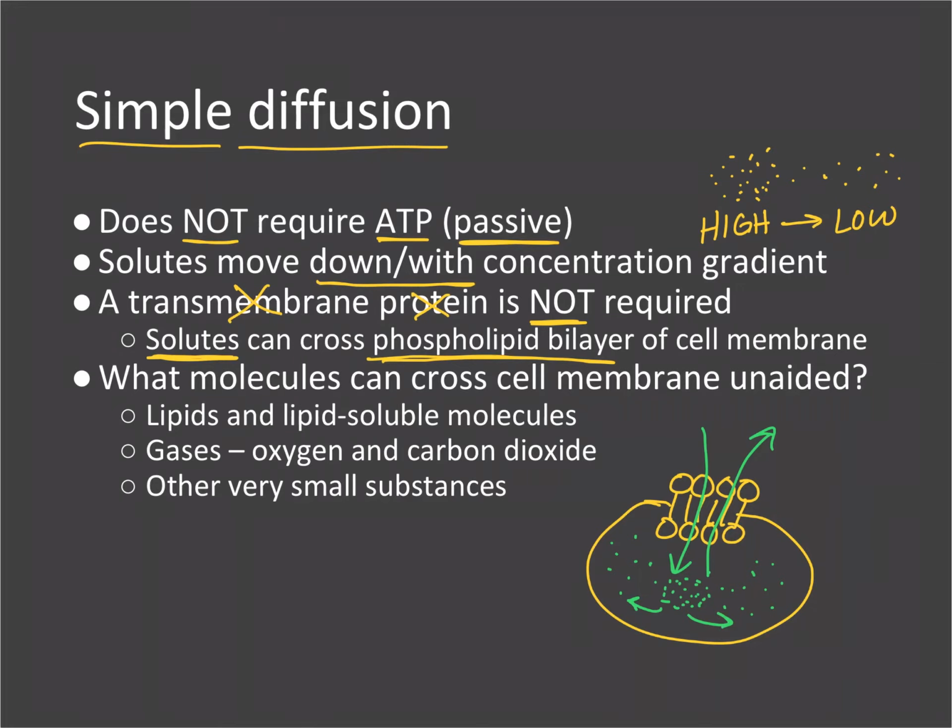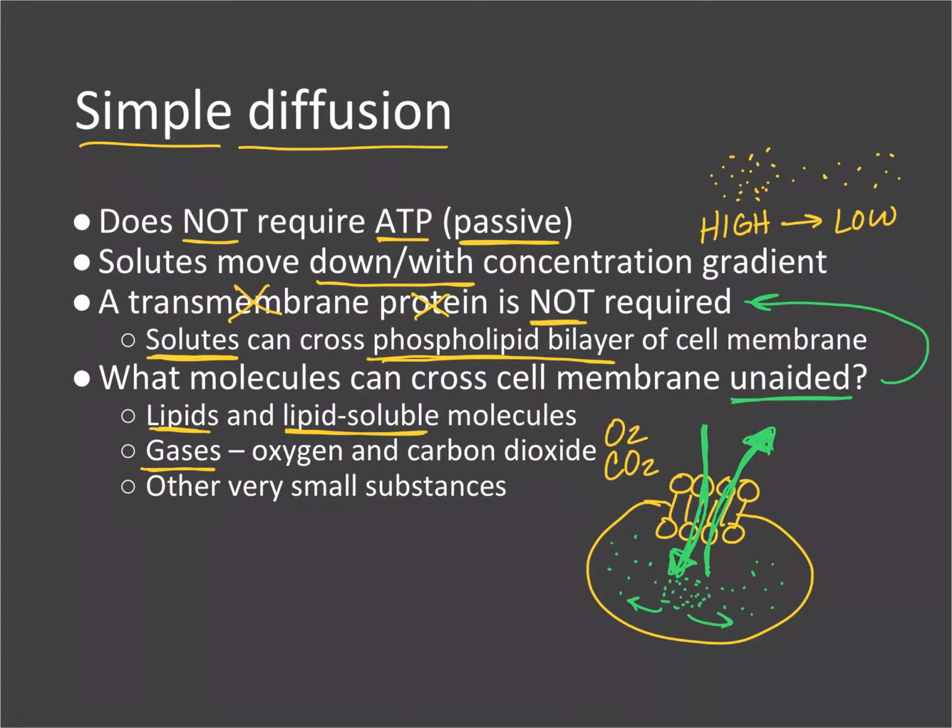So remember that things that are lipids or lipid soluble are going to be able to cross the cell membrane without any help. Also our gases, so things like oxygen, and remember oxygen is O2 and carbon dioxide is CO2, and those can go right across the cell membrane without any help. And then other very small substances are going to move across the cell membrane using this simple diffusion. So if it can cross the phospholipid bilayer, then it can move by simple diffusion.